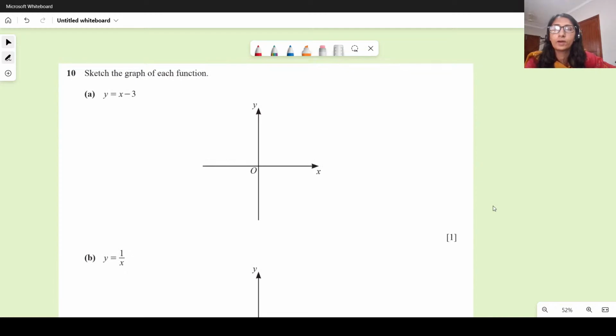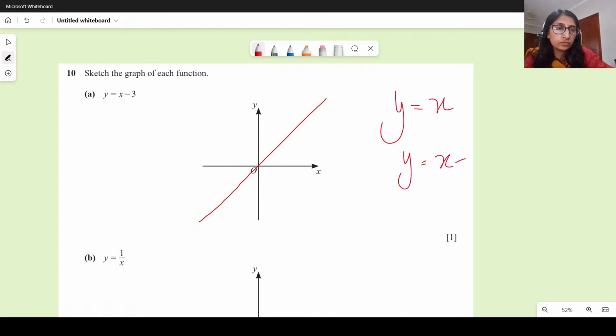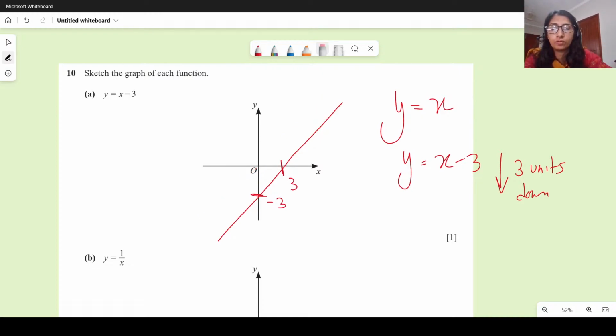Sketch the graph of y equals x minus 3. So what I'm going to do, first I'm going to sketch the graph of y equals x, which is a line like this. y equals x minus 3 is just a transformed graph, and it goes 3 units down. So that means that this graph is going 3 units down. So now it cuts at -3 and this would cut at 3. So this is the graph for y equals x minus 3.